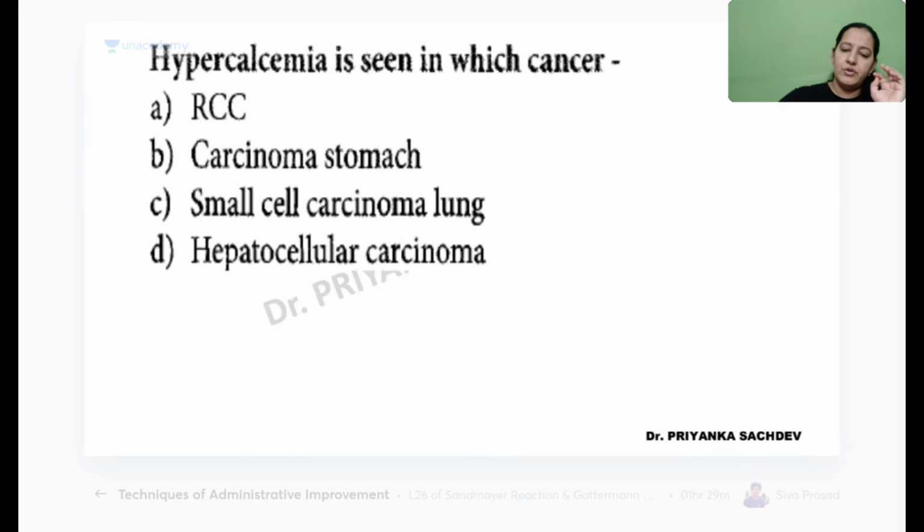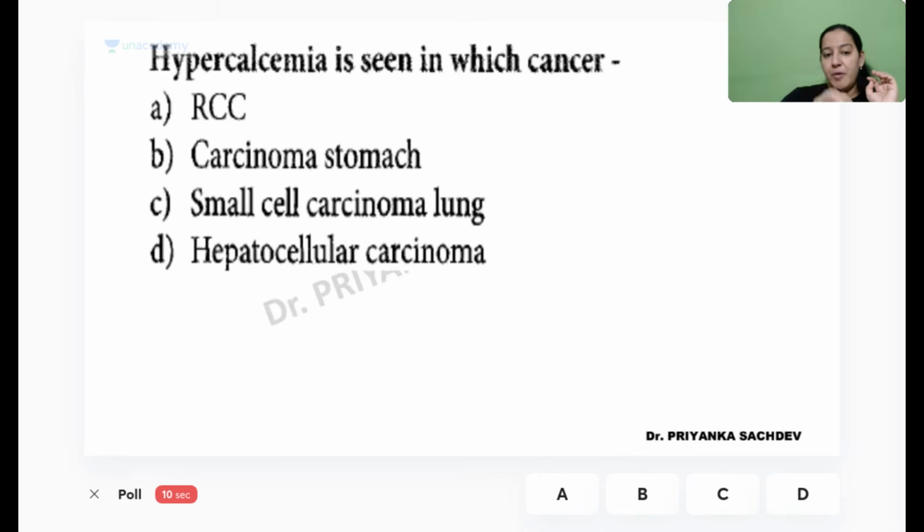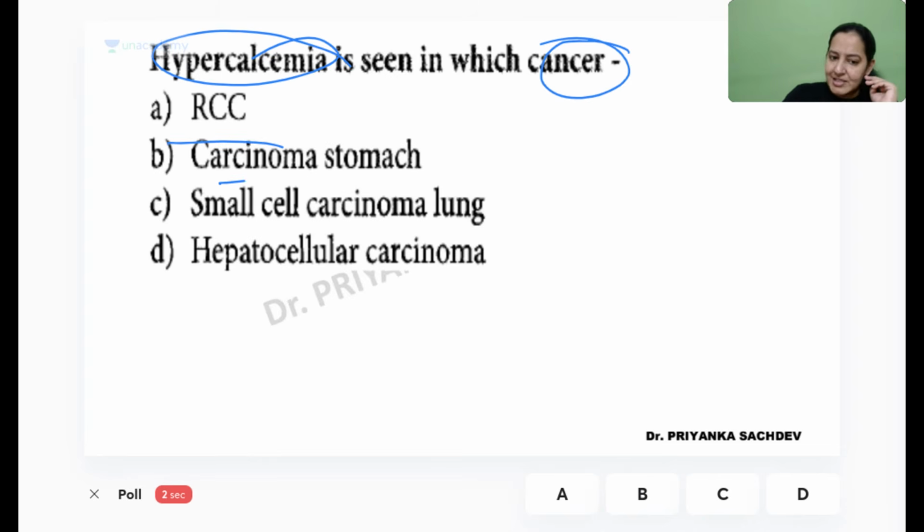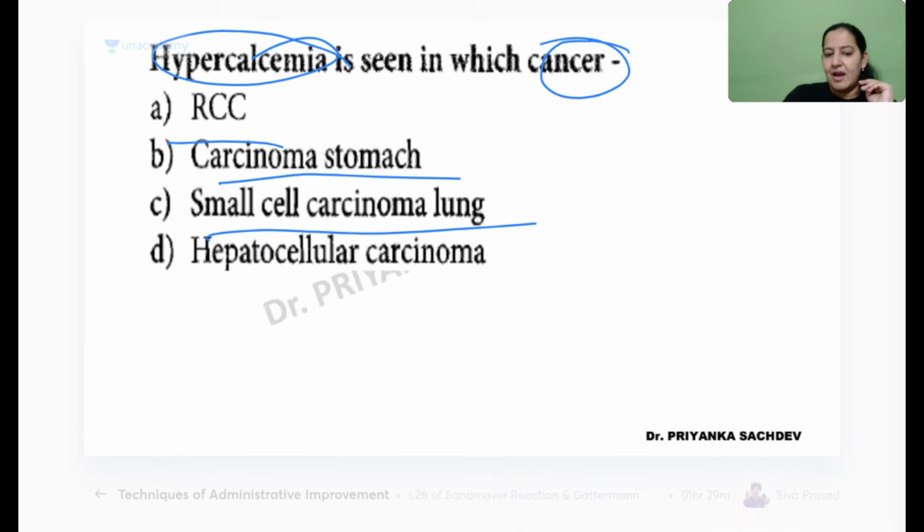This is the next question in front of you. Be fast. Hypercalcemia is seen in which cancer? I'm talking about paraneoplastic hypercalcemia, because I'm asking about the cancer. In which cancer is hypercalcemia a secondary feature? RCC, renal cell carcinoma, carcinoma of the stomach, small cell carcinoma of the lung, or hepatocellular carcinoma. Most of you are wrong. You have marked lung. Yes, lung has the most common paraneoplastic syndromes, but it's not that all paraneoplastic syndromes occur only in lung. The correct answer here is RCC.